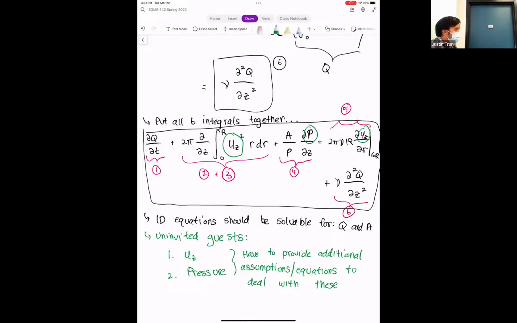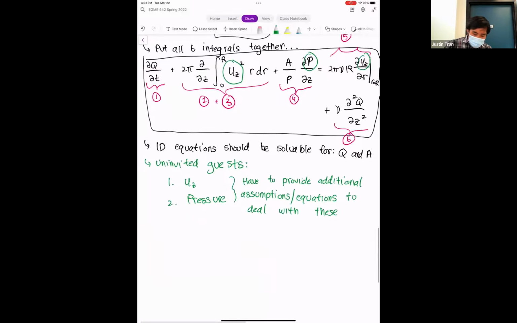Because if we don't provide those additional assumptions, then we're kind of stuck right now, right? And so, that's going to be the next step. So first we'll deal with UZ. That one's a little bit more complicated to deal with. Then we'll deal with pressure. The pressure's a bit easier. And so the main way that we're going to get rid of UZ, first let's talk about what UZ is.